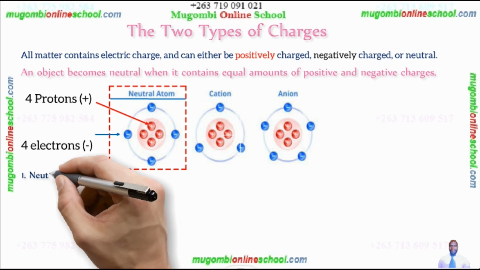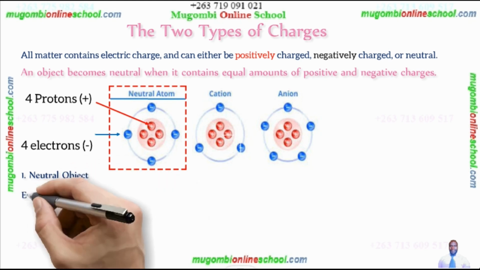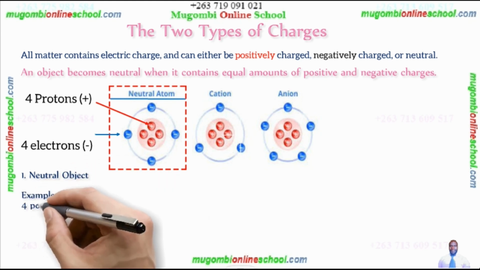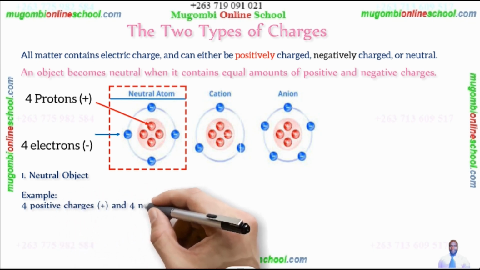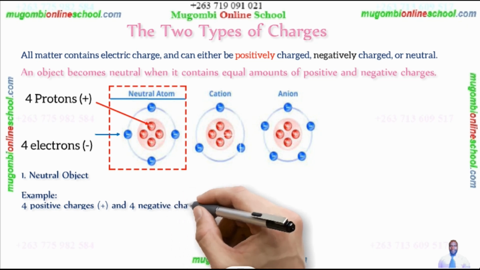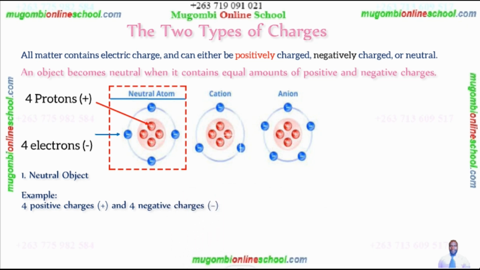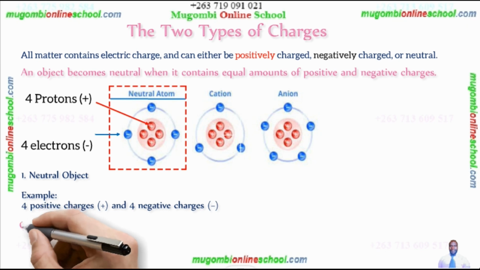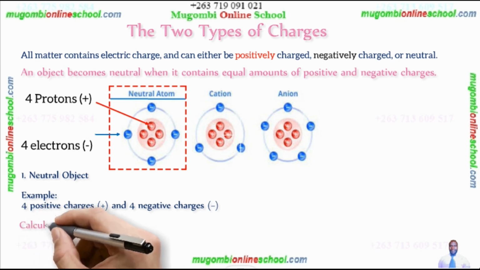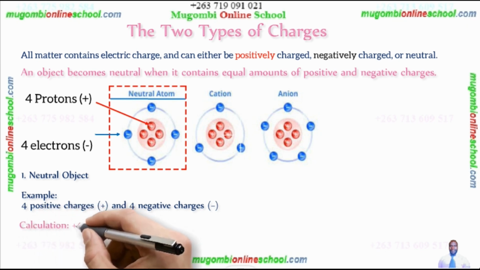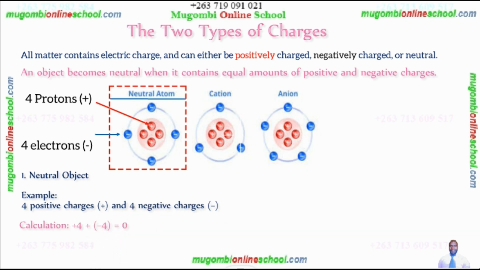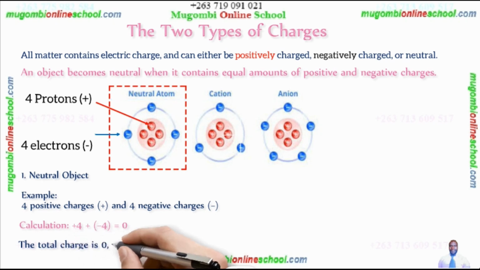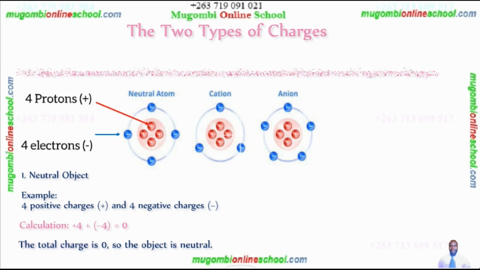And protons are found in the nucleus. There are also neutrons, which are not indicated in this diagram. So for a neutral object to be neutral, in this case, according to this example, we have got 4 positive charges, which are protons, and 4 negative charges, which are electrons. So what it means, let us calculate like this. Protons 4 minus electrons 4, we get 0. So the total charge is 0. So the object is neutral in this case.